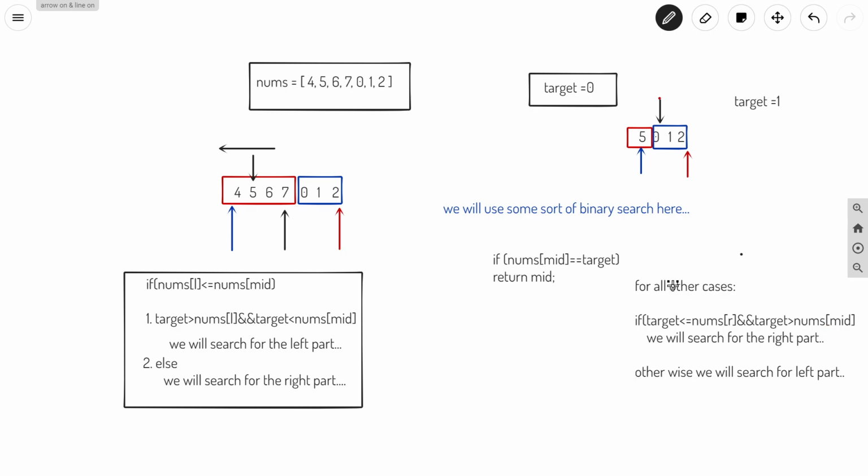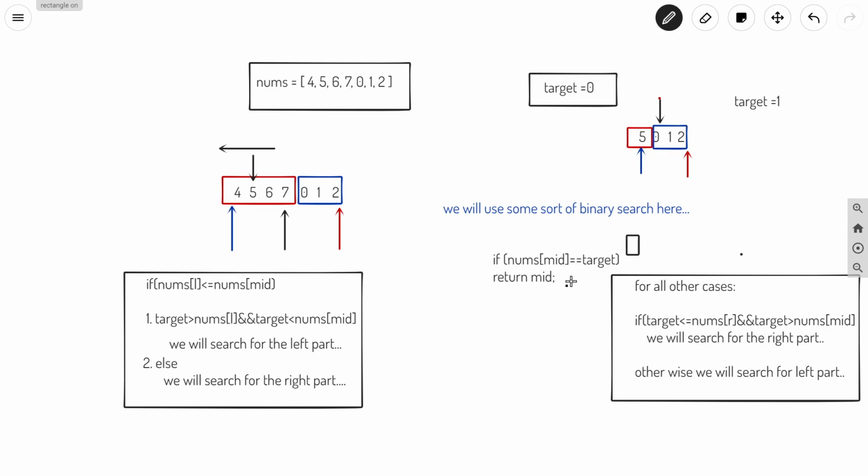So these are the cases here. I will box it here also. For all other cases we will have two choices. If the target is less than or equal to nums of R and greater than mid, we will search the right part, otherwise the left part. So these are the three cases: if nums of mid is equal to target, we return that mid, otherwise we check these two cases.